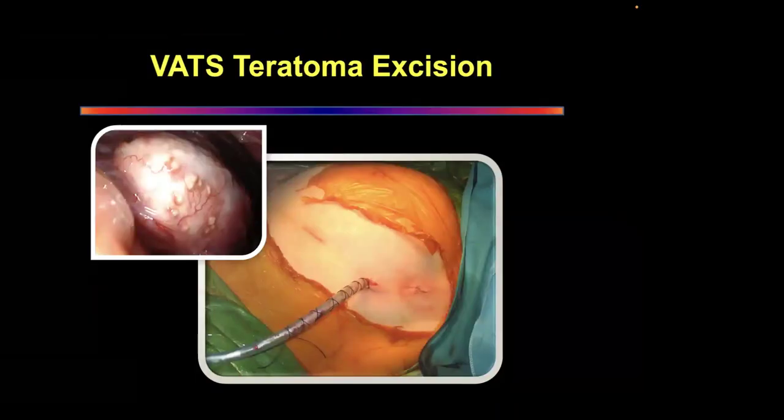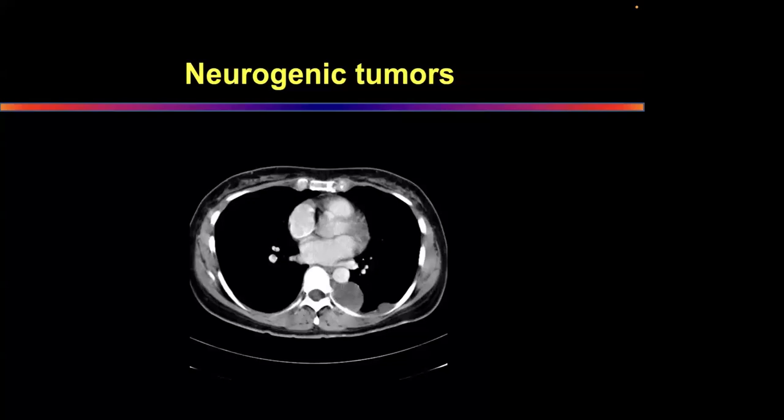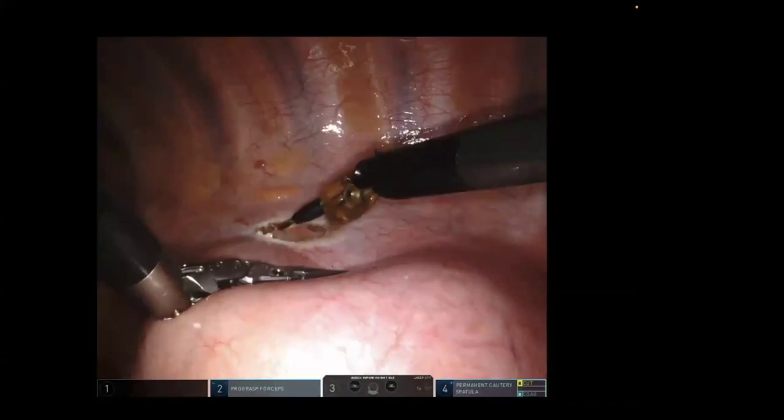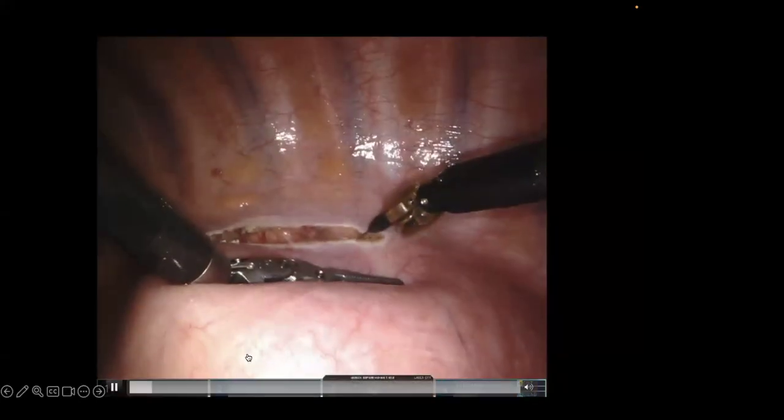VATS teratoma excision. In the posterior mediastinum, neurogenic tumors are very common. This was a 12 centimeter neurogenic tumor just above the diaphragm on the left side.